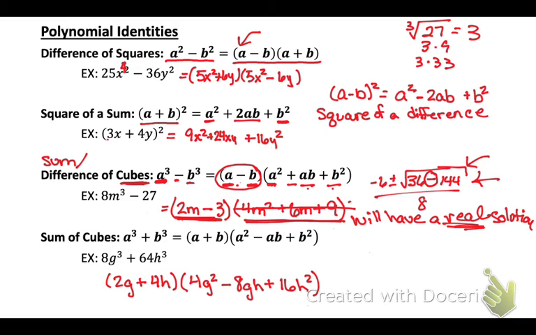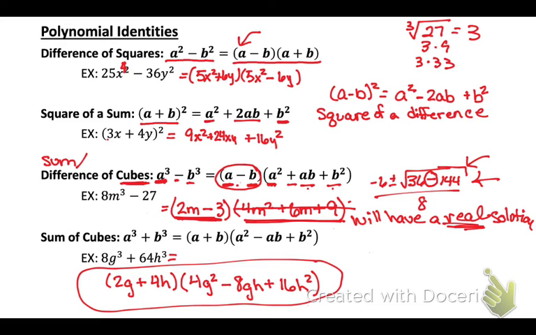Cube root, same sign, cube root, right? Square it, opposite sign, multiply them together, plus square it. So would the answer be gh? This is the answer. This equals that factored. So, that's what we're doing today. That's it. All those rules.